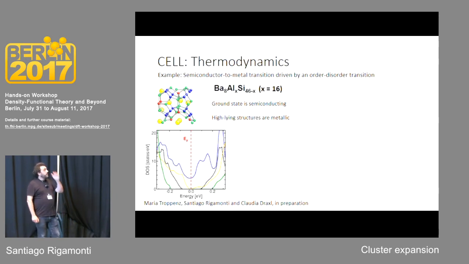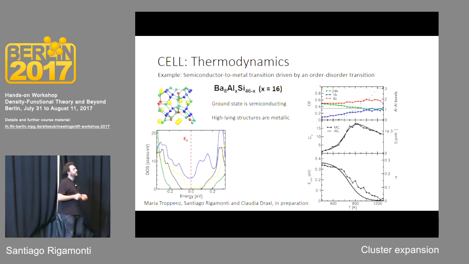So here I will give some brief examples on the application of the thermodynamic analysis for some of the systems that we have studied using CELL. This is an example for a clathrate for a certain composition, x equals 15. What we found is that for the ground state structure, this system has an electronic band gap. This is the energy, and this is the electronic density of states. You see, this is the ground state structure that has a band gap. But then at the same composition, configurations that are higher in energy have a lower band gap or are just metallic.